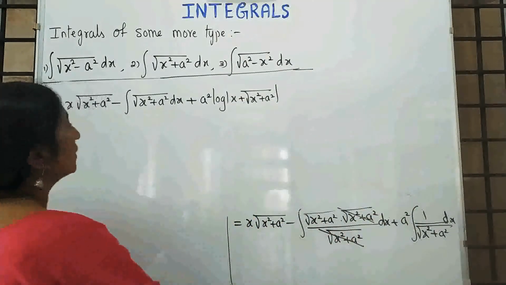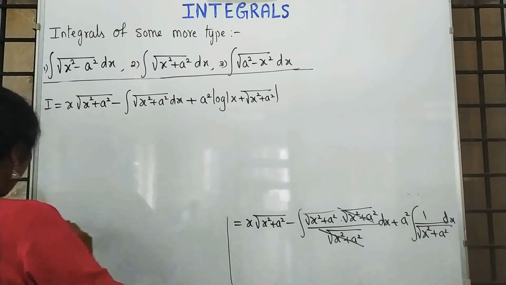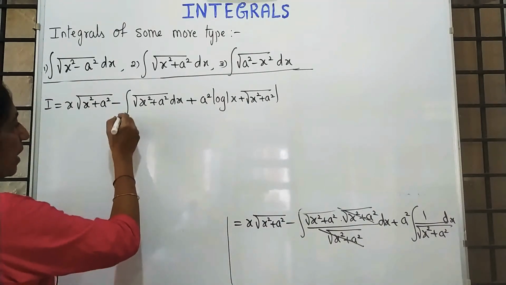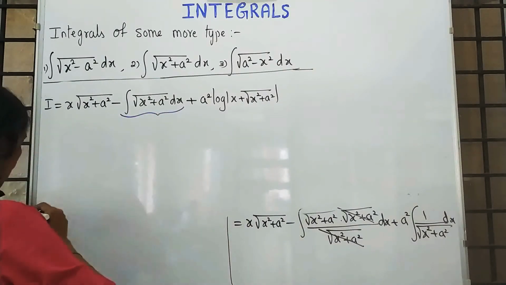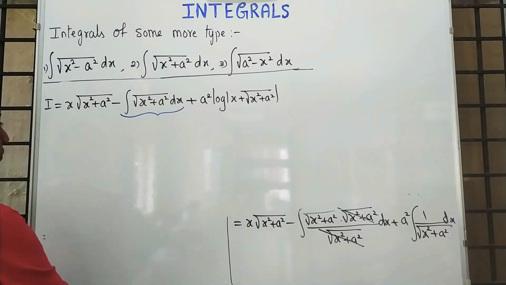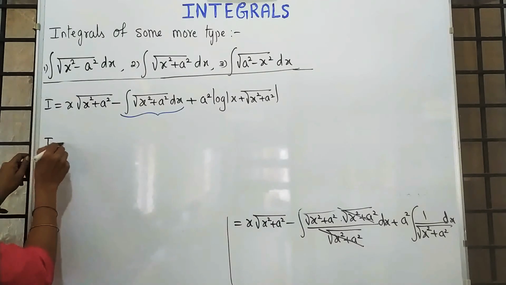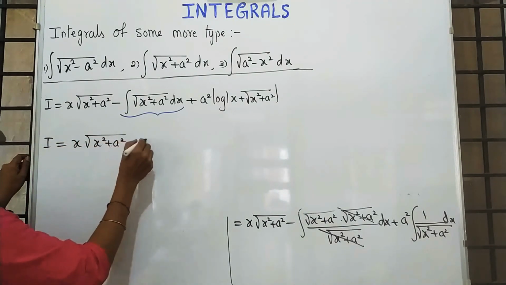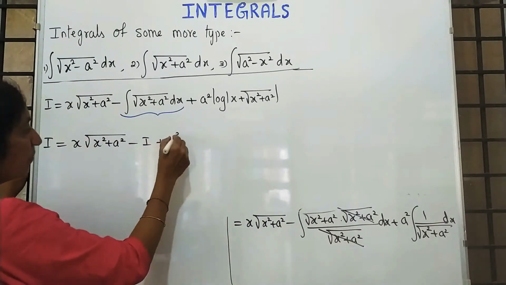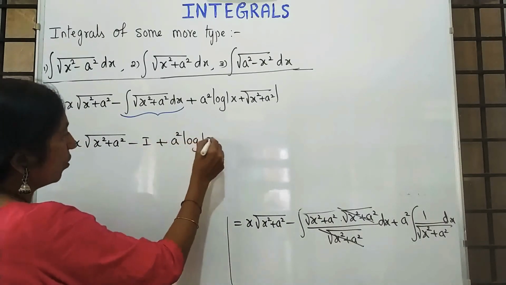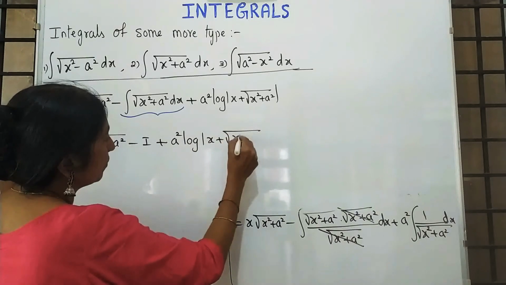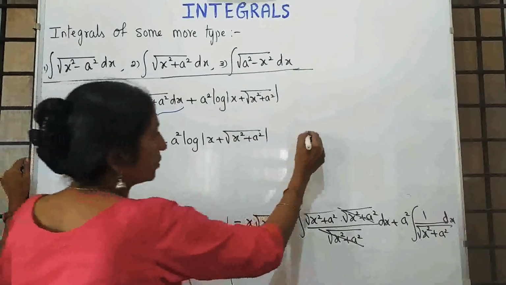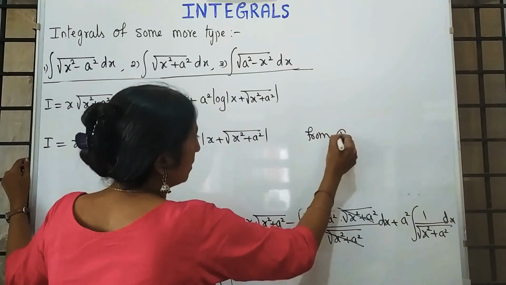And here see the middle one. In the middle one we can write this as I from equation 1. So I is equal to x into root of x square plus a square minus I plus a square into log of x plus root of x square plus a square. Take minus I, this is from equation 1. Take minus I on the left side.